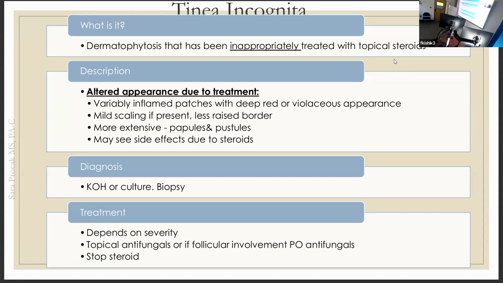So treatment is going to depend on severity. Again, you might go topicals if it's not so bad. If it's affecting over hair follicle or if it's extensive, then you have to consider your oral antifungal.